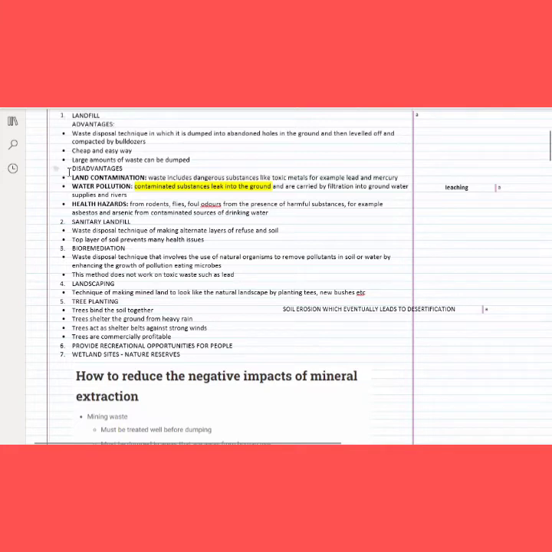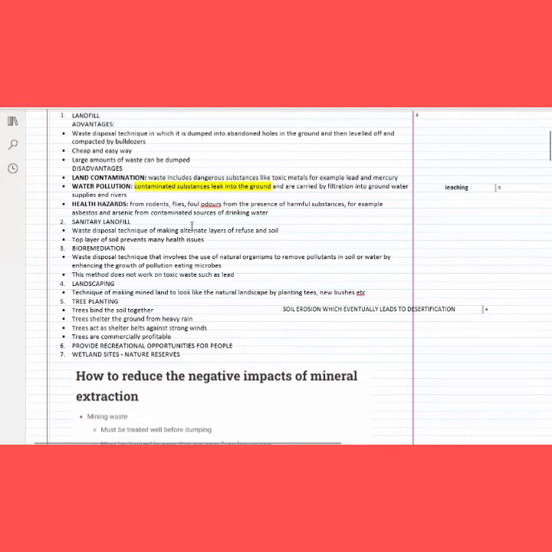However, we also have certain disadvantages because of which we're going to come to an idea called sanitary landfill, right? So we have the idea of land contamination because waste includes dangerous substances and they may leak into the ground, right, and contaminate water resources. And then you have the idea of health hazards because, of course, we're talking about large heaps of waste being dumped into holes. So you're going to have various pests, like rodents, which are basically species of mouse, right?